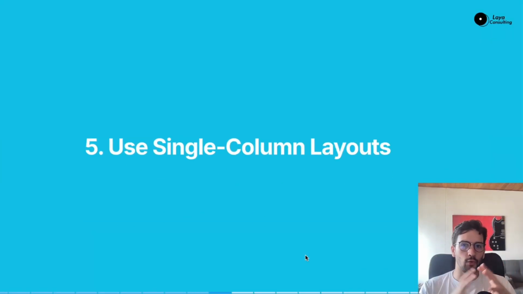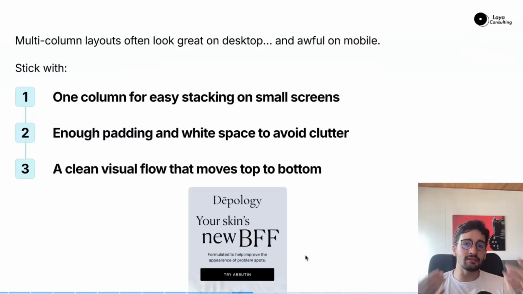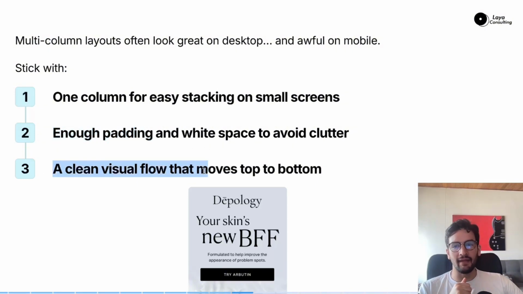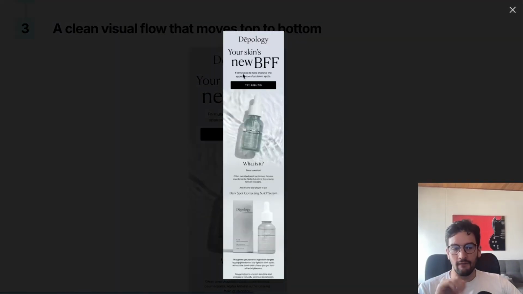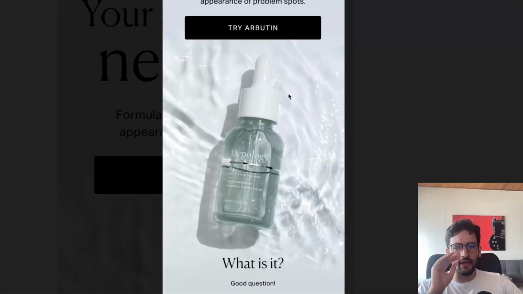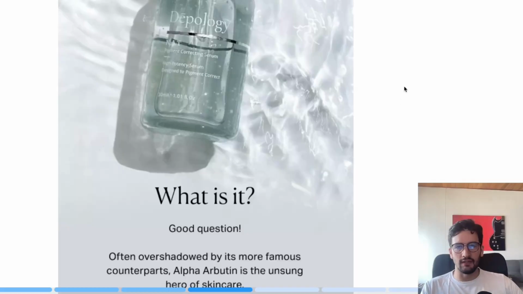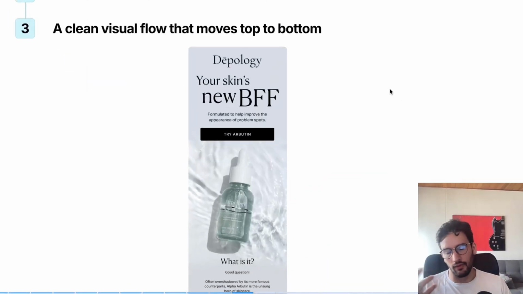Fifth very important rule is use a single column layout. So multi-column layouts often look great on desktop and awful on mobile, right? So stick with one column for easy stacking on small screens, enough padding between the elements, enough white space to avoid clutter, and then a clean visual flow that moves top to bottom. Like here, clear example, very solid, very simple, clear, concise copy, and everything is very easy to navigate on our phones, right?